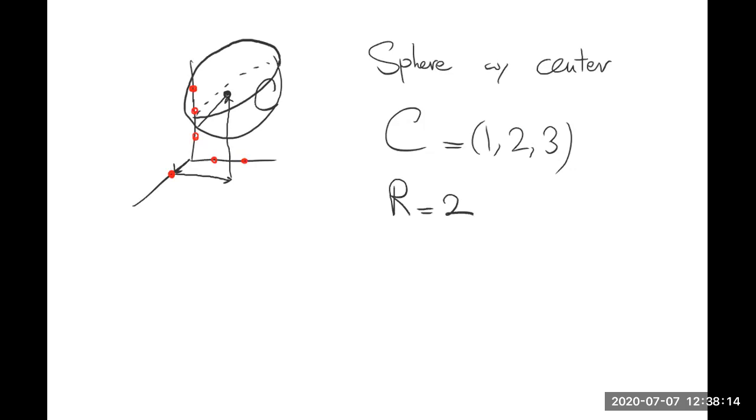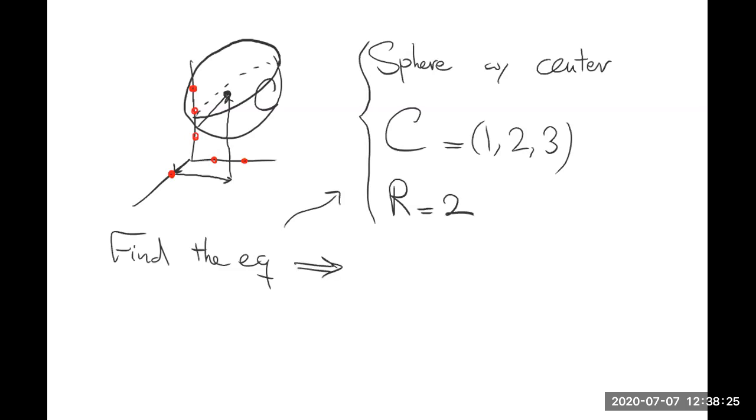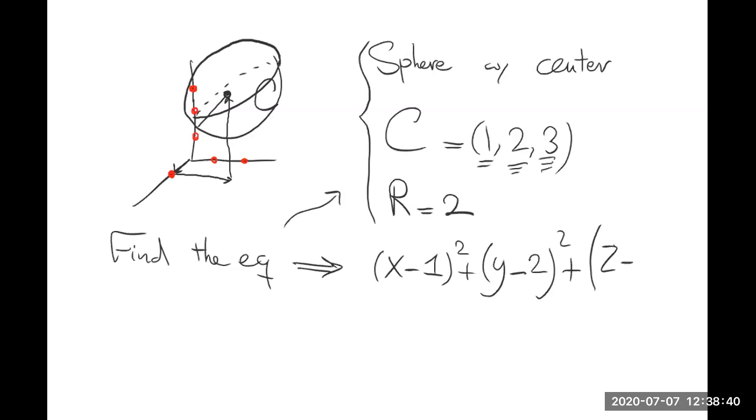What is the equation of that? Find the equation of the sphere with center (1, 2, 3) and radius 2. The equation is (x − 1)² plus (y − 2)² plus (z − 3)² equals the radius squared, 2², which is 4. Okay, does it make sense?